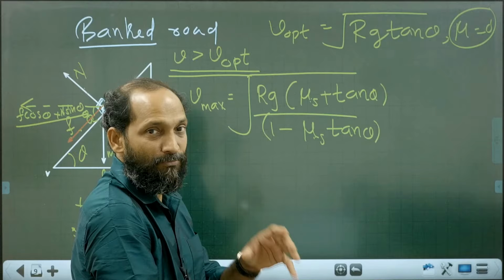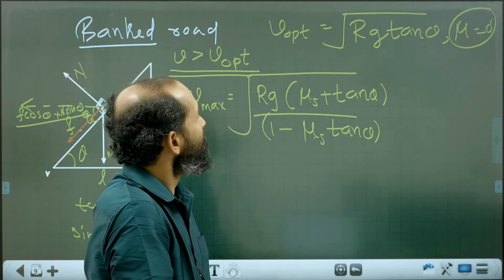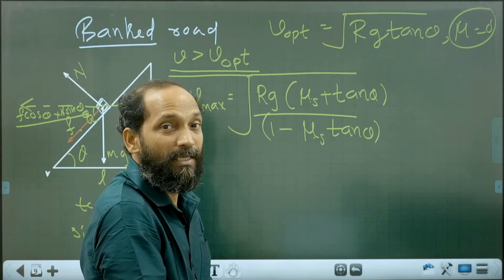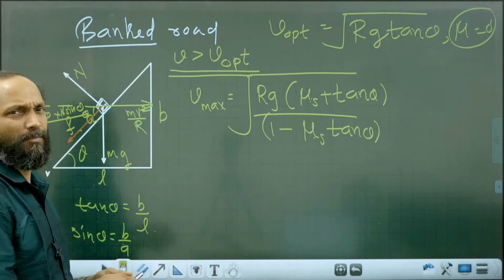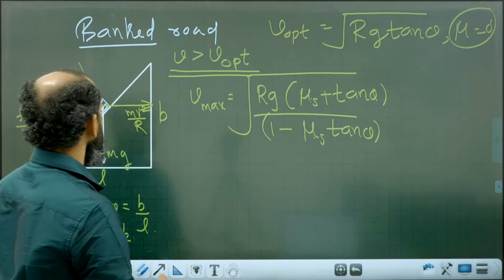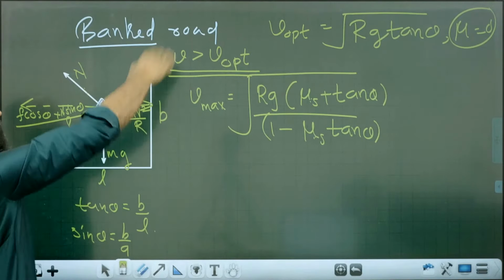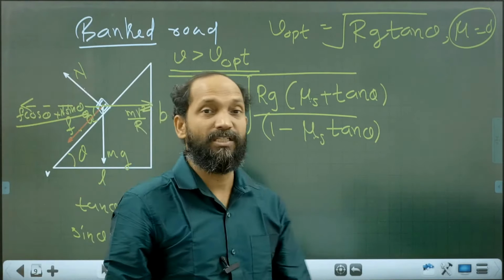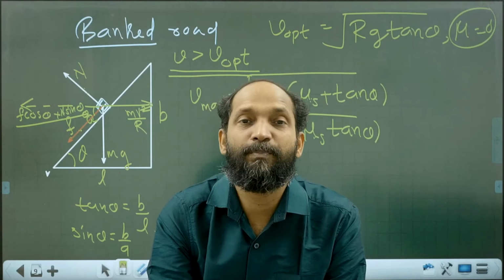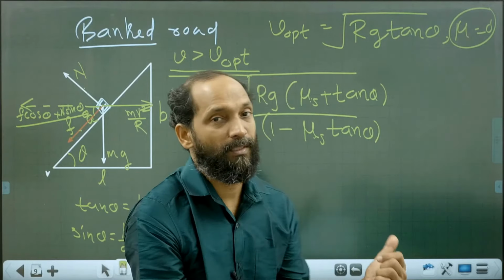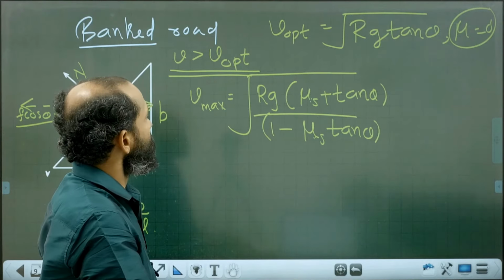Now we have that reference, like before Christ and after Christ: less than V optimum and greater than V optimum. Greater than V optimum, we use this. If less than V optimum, the car is very slow, then what happens? The tendency of the car is to slide downward, so friction will act up the plane. The speed is much less than the optimum speed. The most important case is this one, you have to remember.